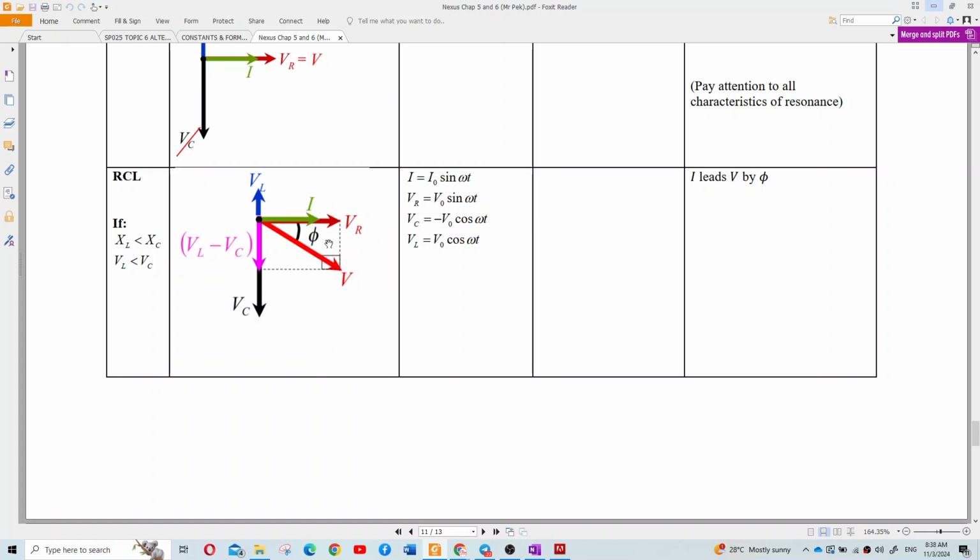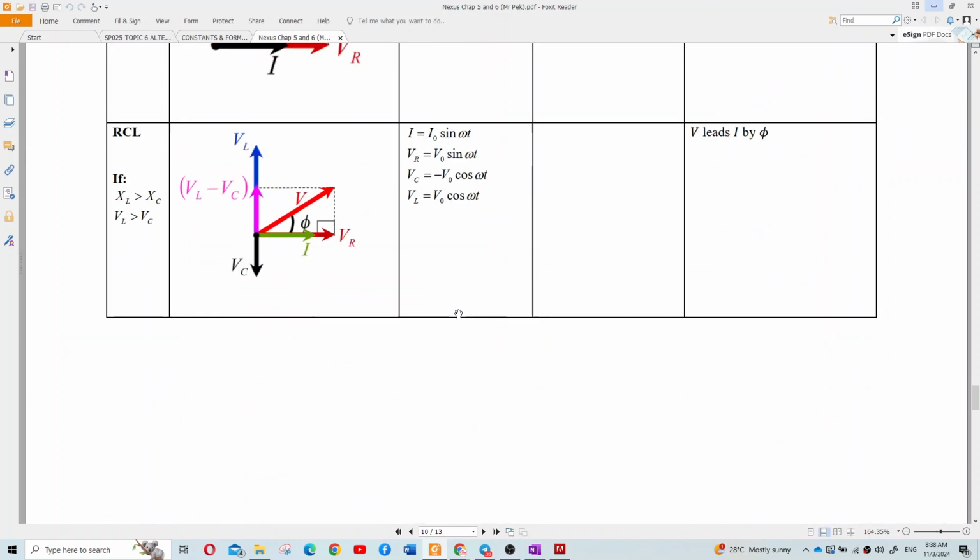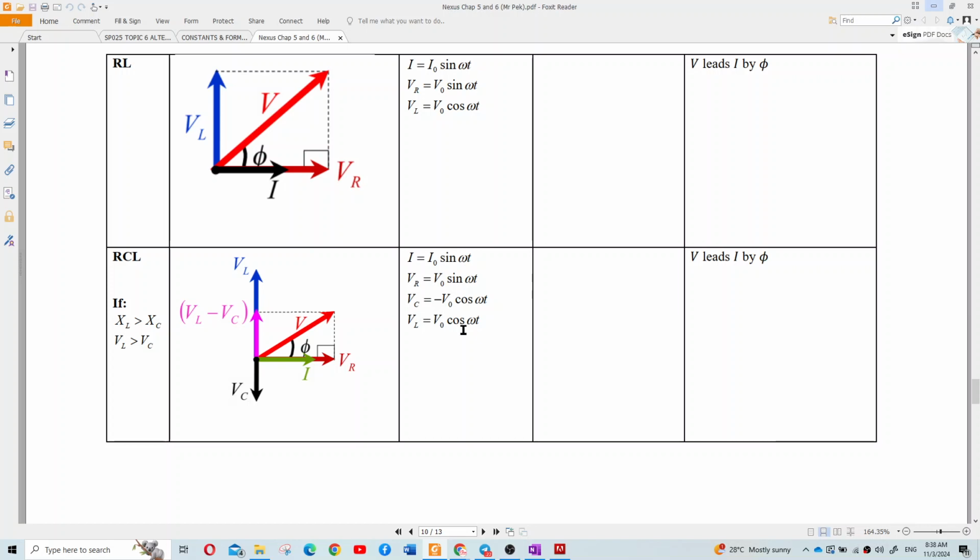V total. So if VC is longer, it means current is leading. Current is anti-clockwise. Remember, it's anti-clockwise, so current is in front of voltage. Current in front of voltage by 5 radian. Understand? Current in front of voltage. So look at the equations: VR has sin, VC has negative cos, and VL has positive cos. So it's the same for RCL, the equations are all the same like this.